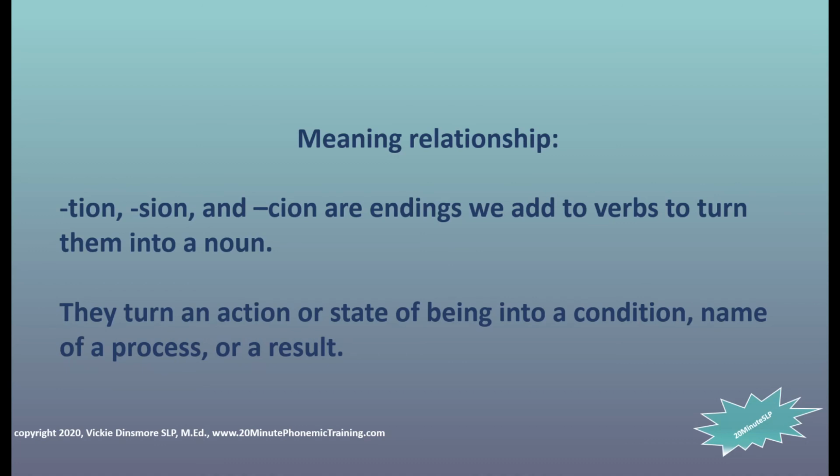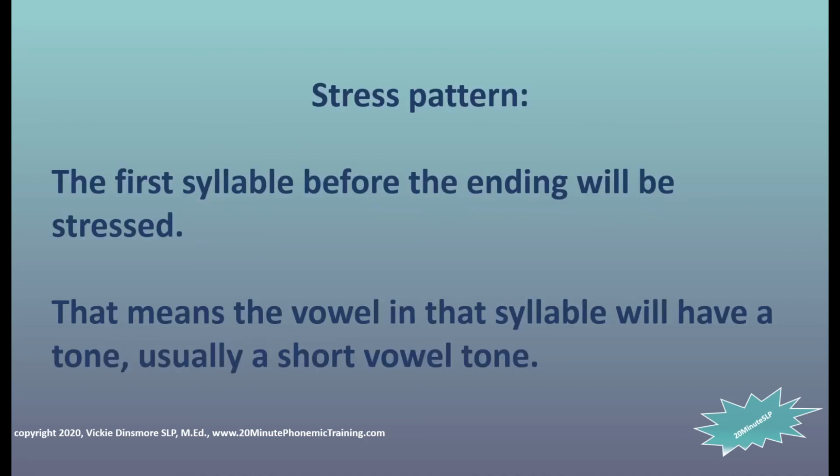So you can figure out what words mean if you know what the root of the word means as a verb. Remember, the first syllable before the ending will be stressed in words that end with shun. That means the vowel in that syllable will have a tone, usually a short vowel tone. You'll notice that we always had a vowel tone right before the shun ending in all of the words that we practiced.